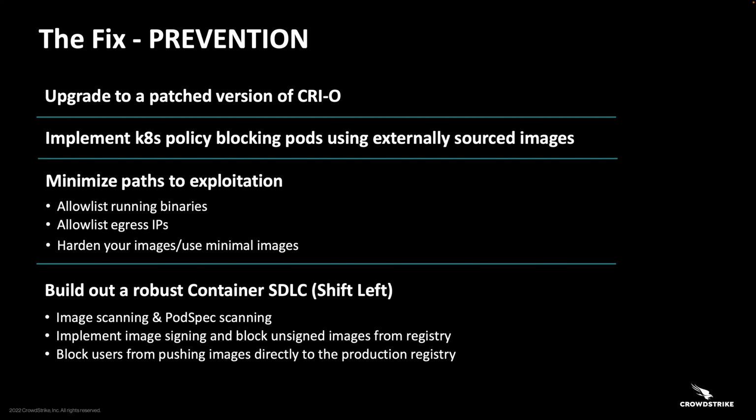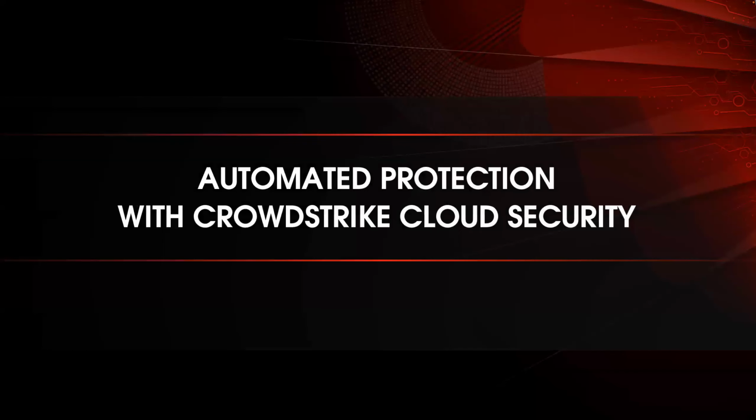Doing things like image scanning, doing things like pod scanning, implementing image signing to make sure that you don't have rogue or malicious images, making sure that users cannot publish images directly to the production registry. So this is basic 101 blocking and tackling, right? It's as simple as that, okay?